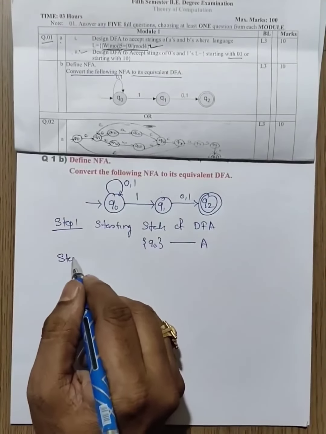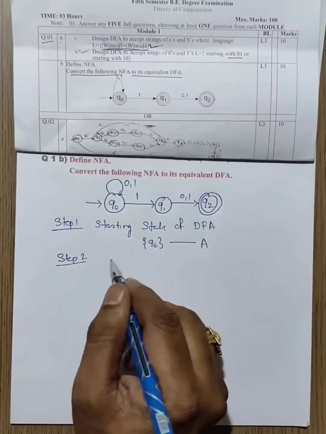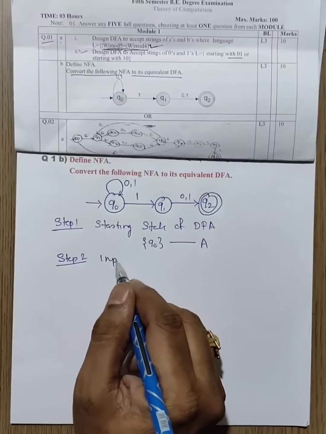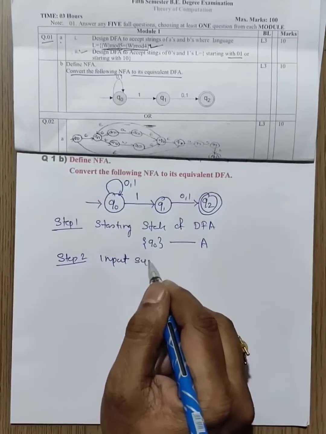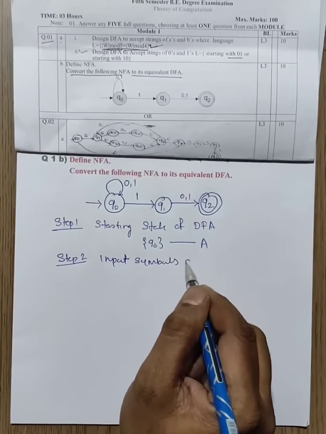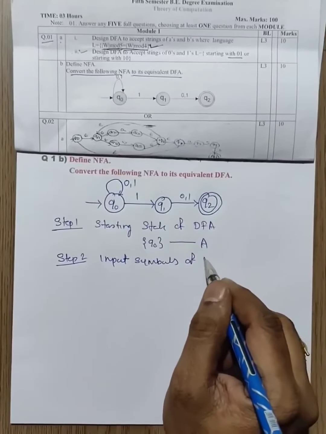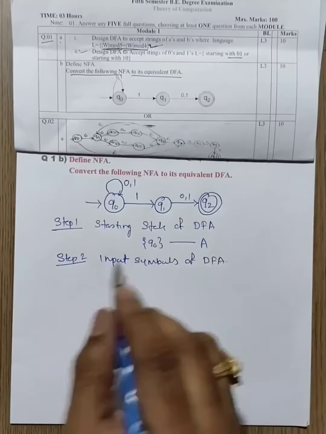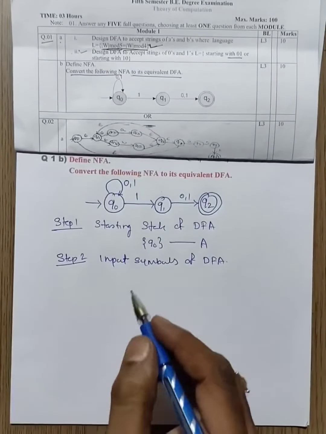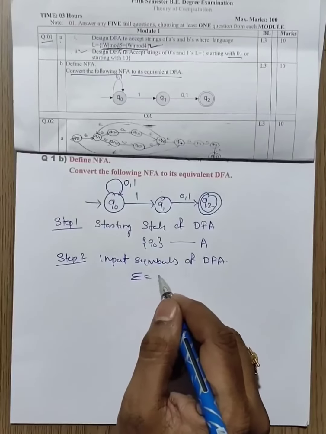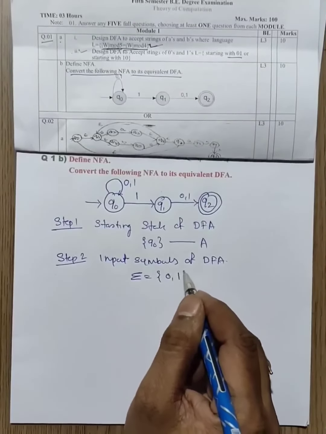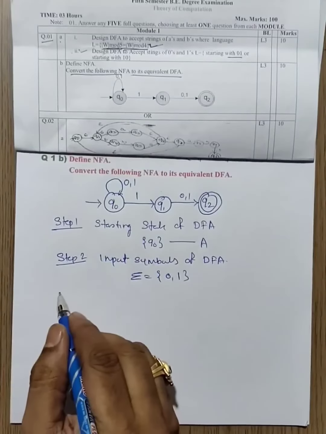Next, step 2, input symbols. Input symbols of NFA are the input symbols of DFA. Sigma equal to 0, 1. There are two input symbols.